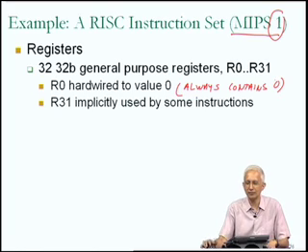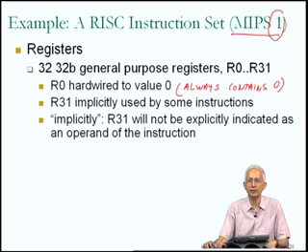R31, the other end of the register spectrum, also has a peculiarity, and that is that R31 is implicitly used by some instructions. And what I mean by implicitly is that if I looked at a particular instruction, I would not find R31 mentioned as an operand inside the instruction. So it is not explicitly used as an operand of the instruction, but it is implicitly used, in other words, without being stated inside the instruction.